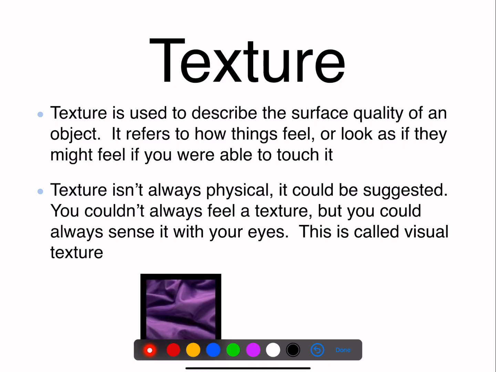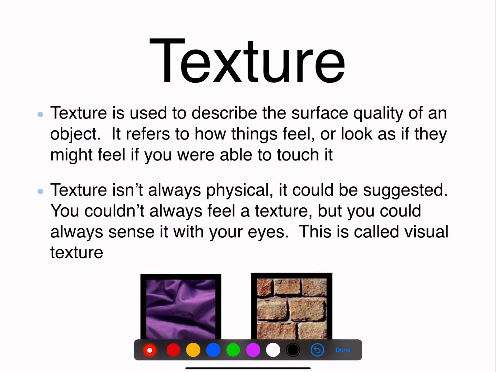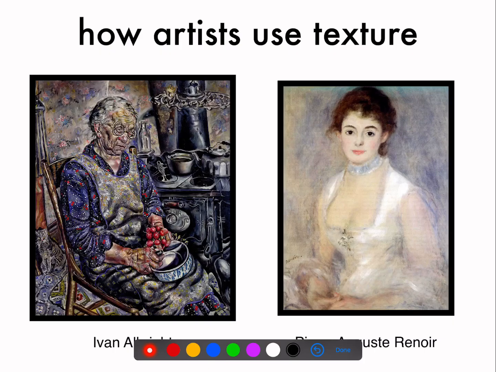So let's see an example down here of what this could look like. We can visualize that the purple fabric on the left is really soft and silky. And we can visualize the texture on the right to be rough and jagged because it's brick. So artists use texture differently depending on what they want to show.